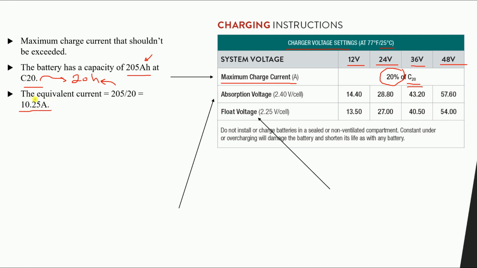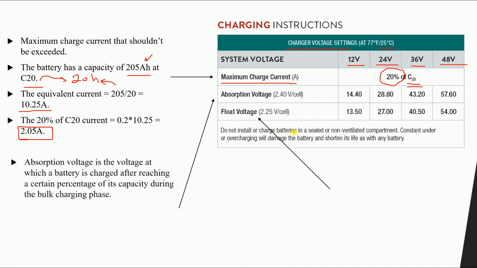This is the discharge current at a rate of 20 hours. Now, the maximum charge current is 20% of this value. So 20% of C20, which is 20% of this value, will give us 2.05 amperes. This is the maximum current that I can charge my batteries with.